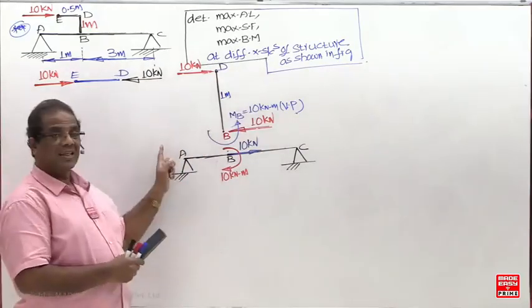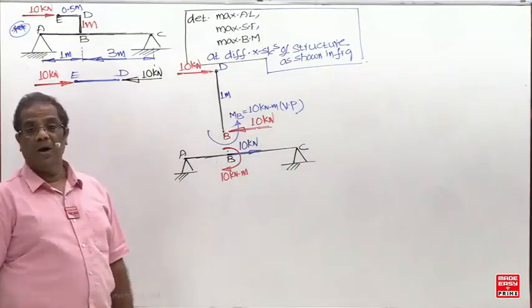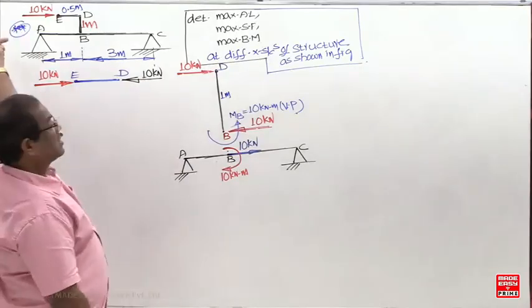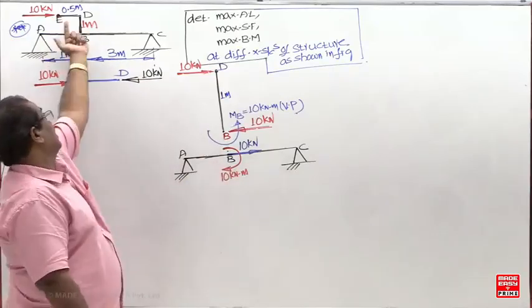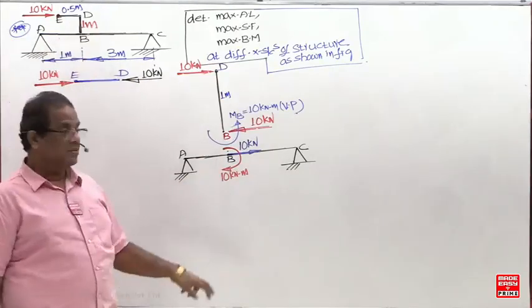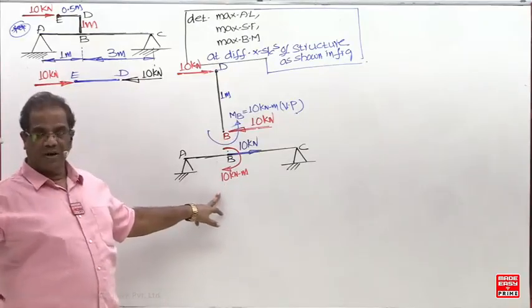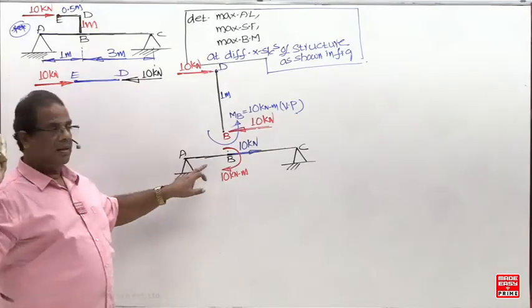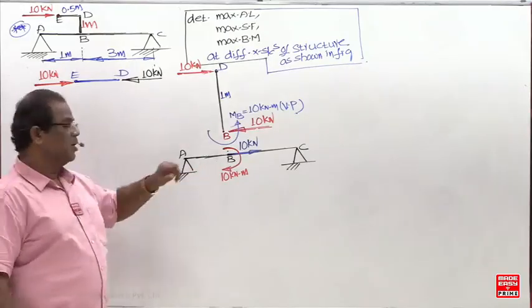Previously, you drew the free body diagram for the beam directly. How did you draw it? Using the two dummy forces. Otherwise, this 10 kilonewton towards the right means a 10 kilonewton force towards the right and a couple of 10 into 1. Check it now with the free body diagram of the previous question and previous answer. Compare this beam with the previous one. You are going to get the same.